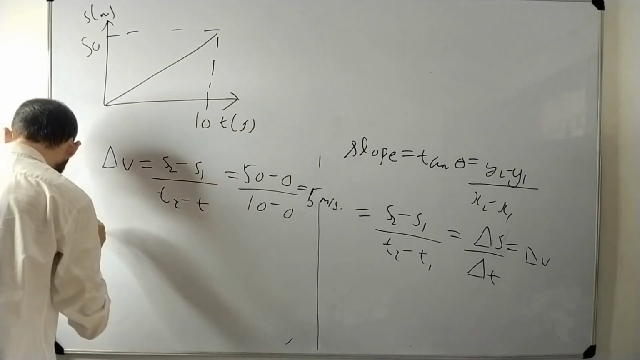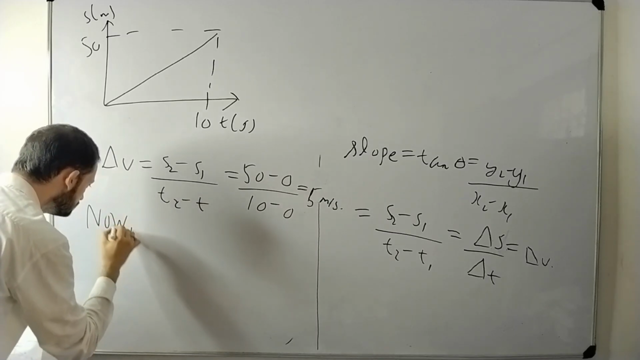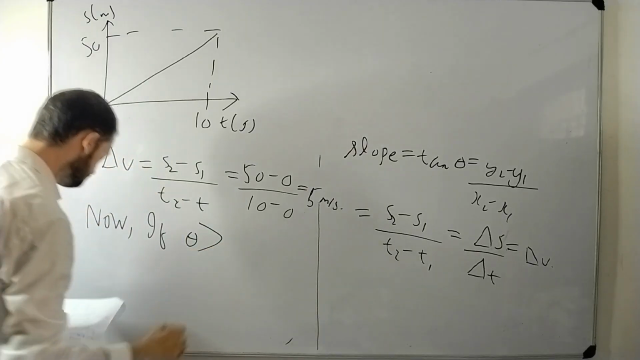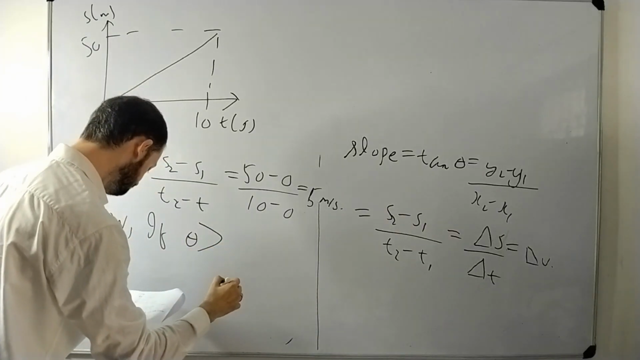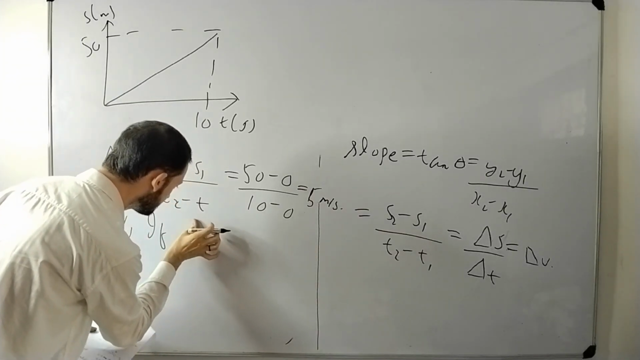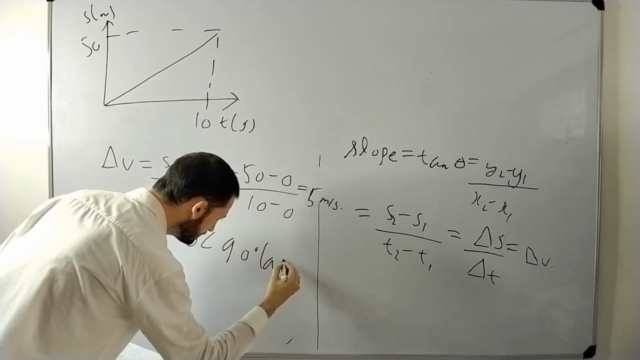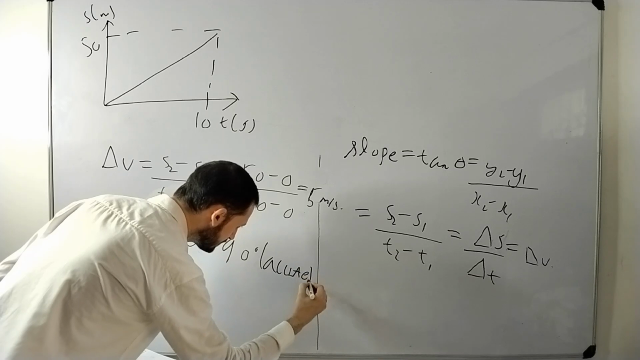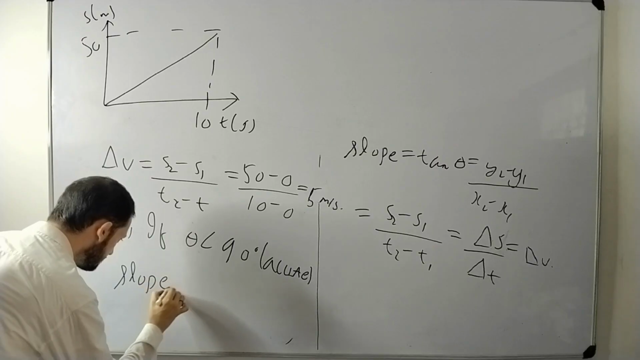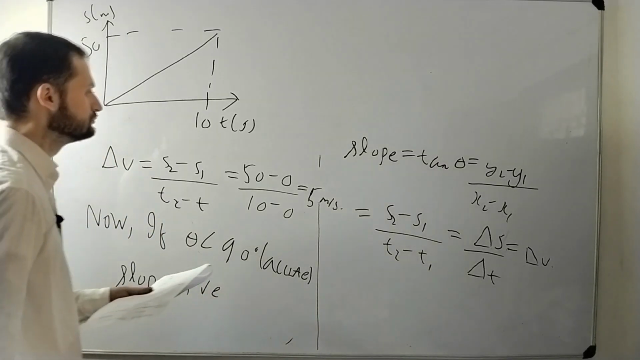Now the second part, interpretation of graph. If theta is such that it is smaller than 90 degree, so what should I write? Acute angle. Yes sir, we know this. Acute angle, then slope happens to be positive. Slope happens to be a positive value.